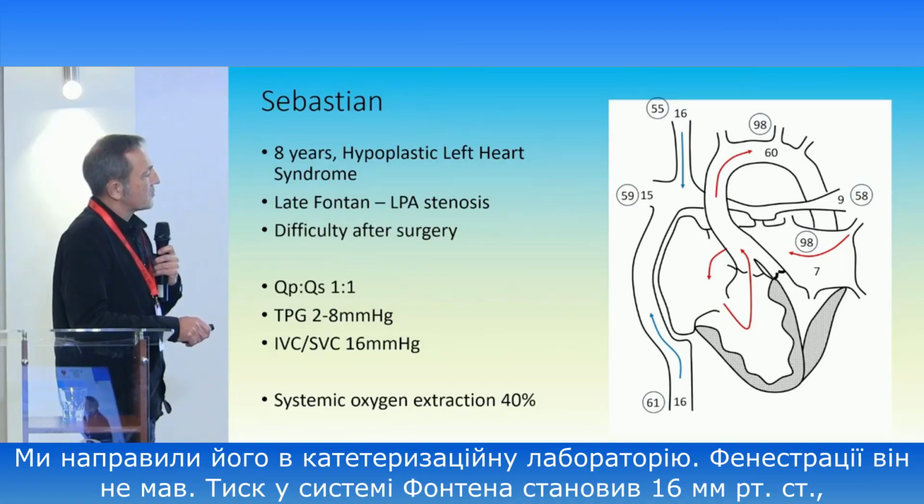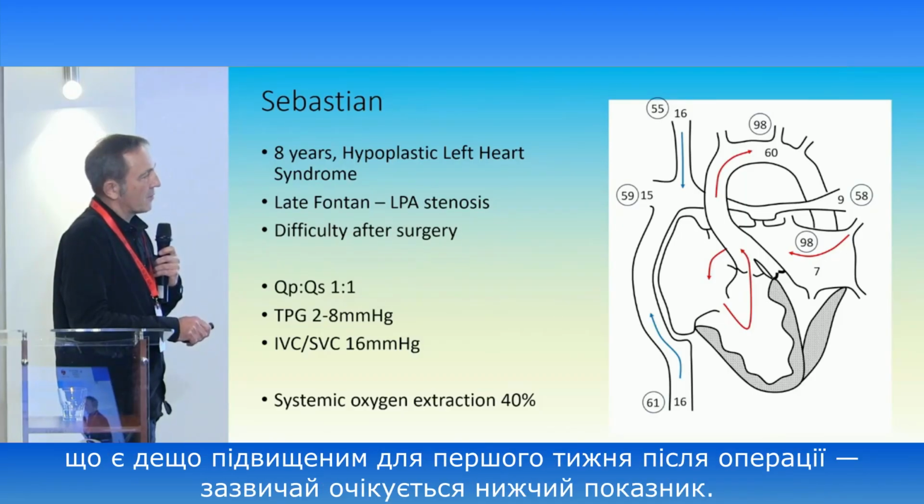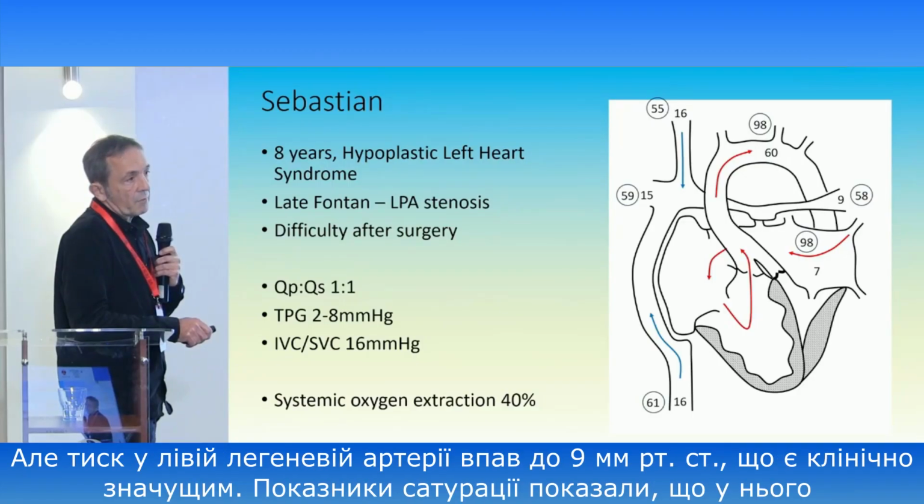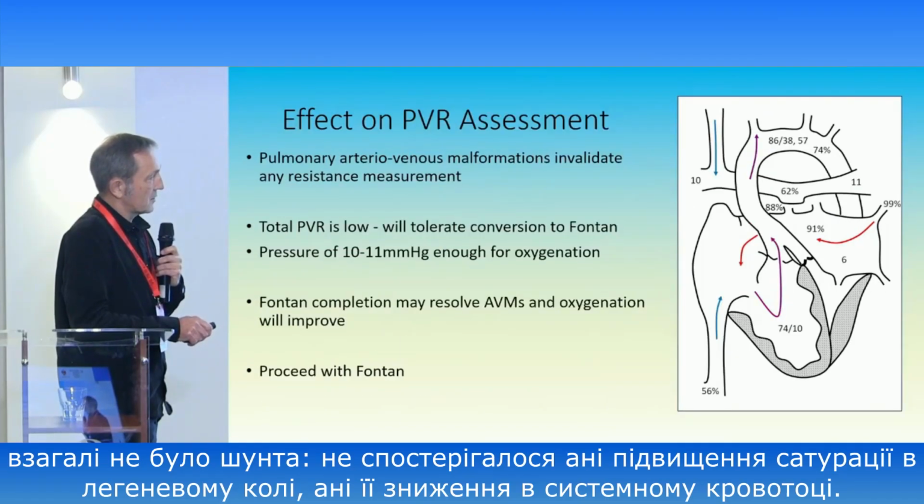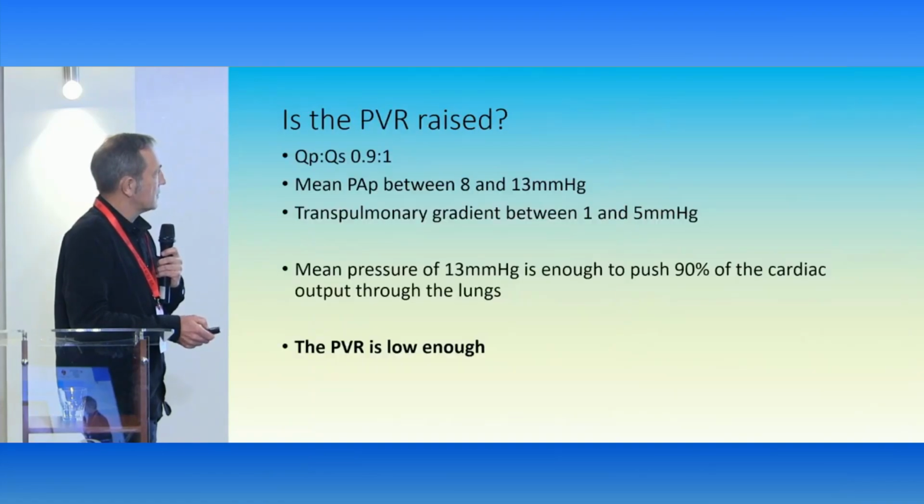He had no fenestration. The Fontan pressures were high at 16. That's a bit high a week after a Fontan. You'd like them lower than that. But they dropped to 9 in the left pulmonary artery, and that's very significant. And the saturation showed that he had no shunt at all, that there was no increase in saturation on the pulmonary side, and no reduction in saturation into the systemic circulation.